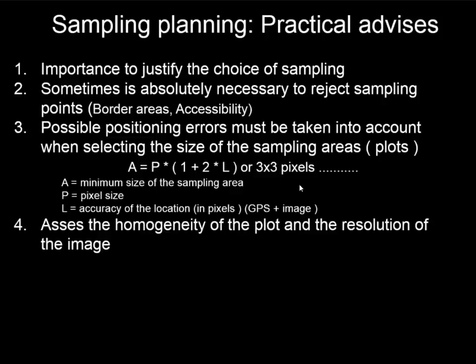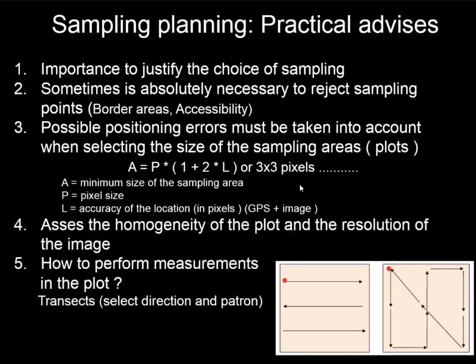You need to assess the homogeneity of the plot and the resolution of the image to plan your sampling. And then you need to decide how to perform the measurements in the plot. Depending on which variable you are measuring, you should decide to do a transect, in diagonal or in a star shape, or simply randomly collect the samples in the plot.